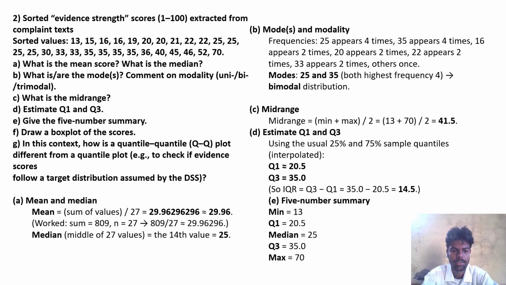Third, we have to calculate the five number summary. The minimum is 13, Q1 is 20.5, median is 25, Q3 is 35.5, and max is 70.